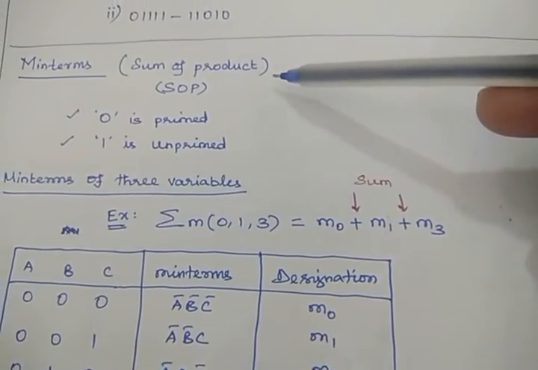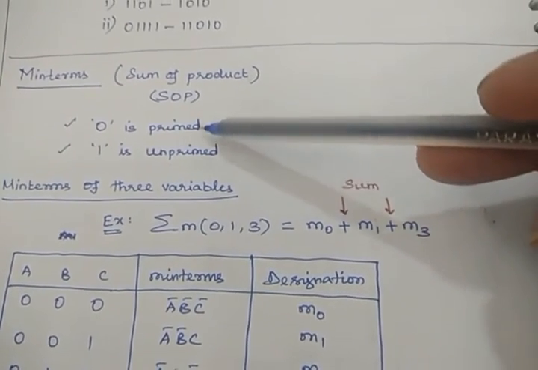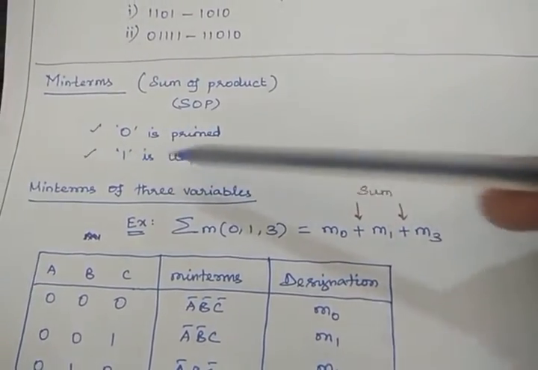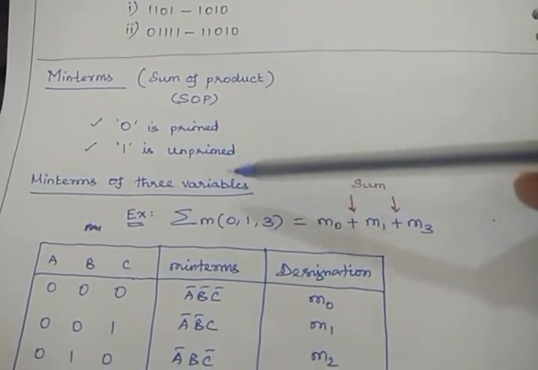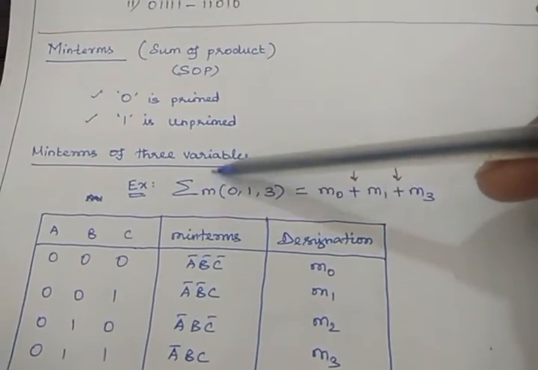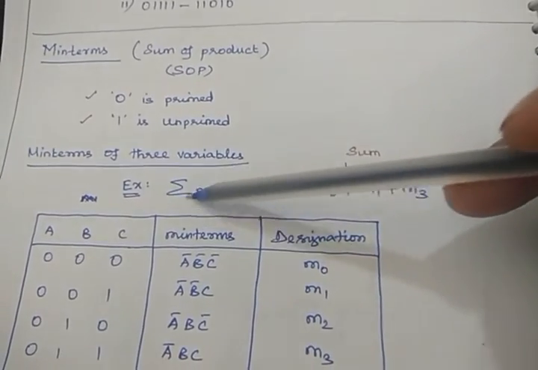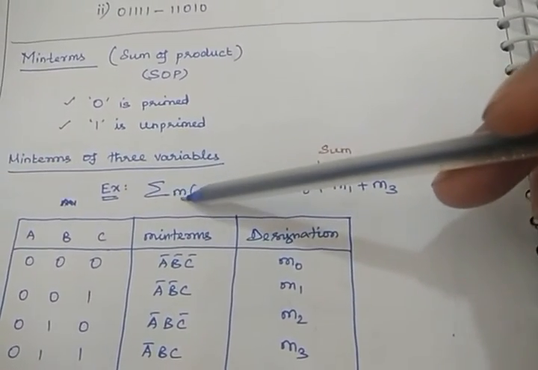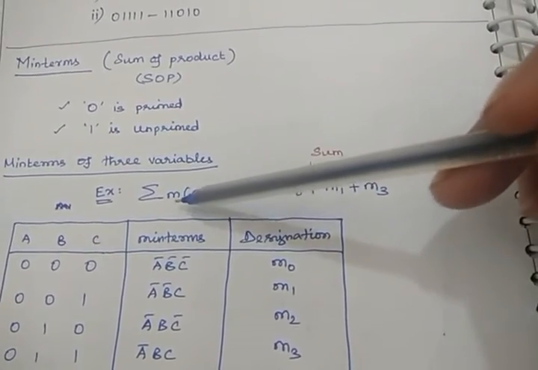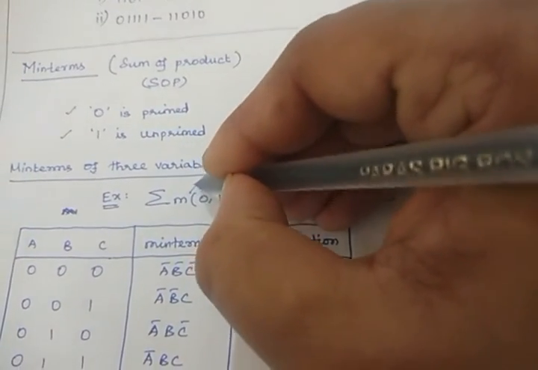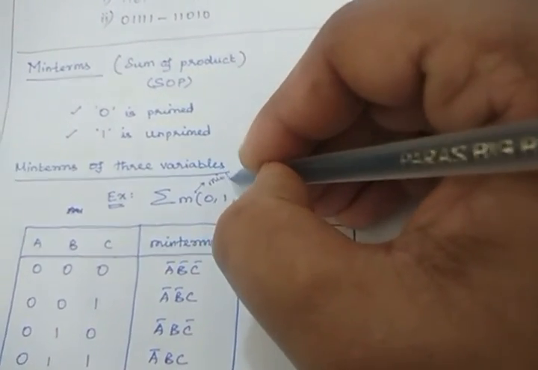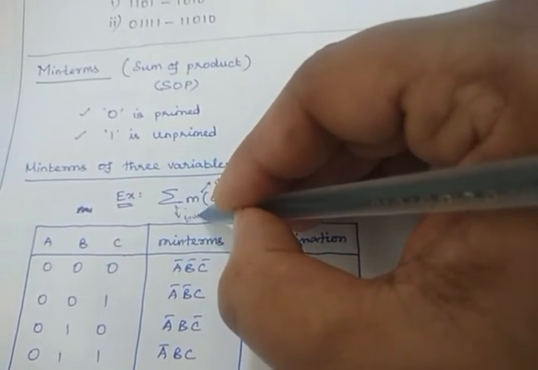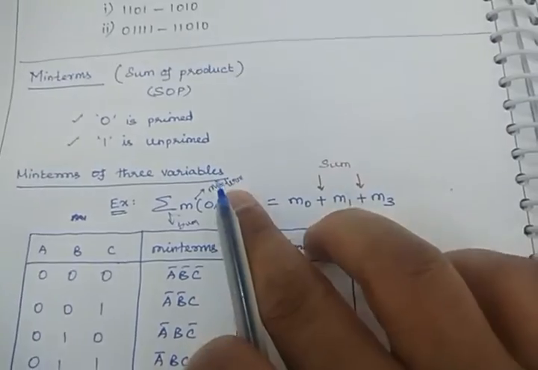So min terms means sum of product terms, that is SOP. You should remember that whenever 0 comes, it is primed. 1 means unprimed. Remember this. And remember this symbol also. Summation, whenever summation comes, it is SOP, sum of product. Small m indicates that it is min terms. And summation indicates that it is a sum of min terms, right?